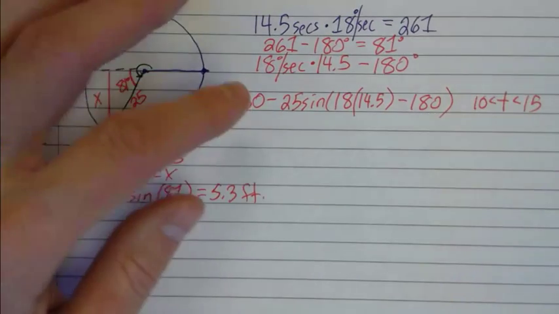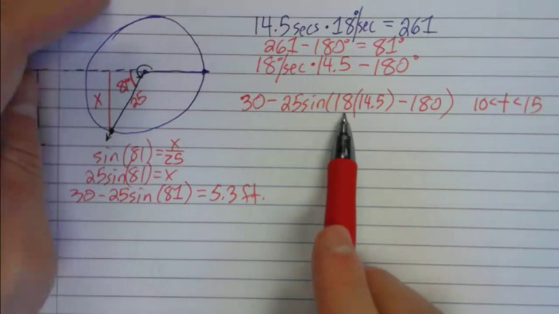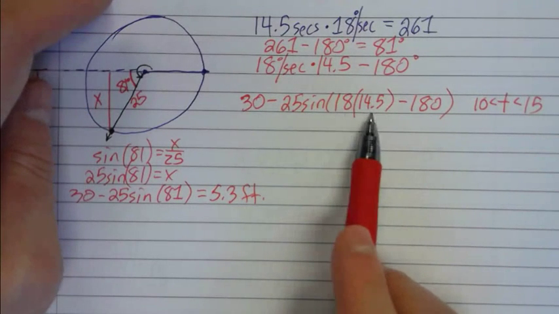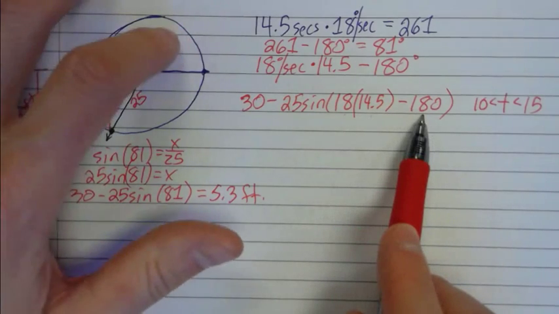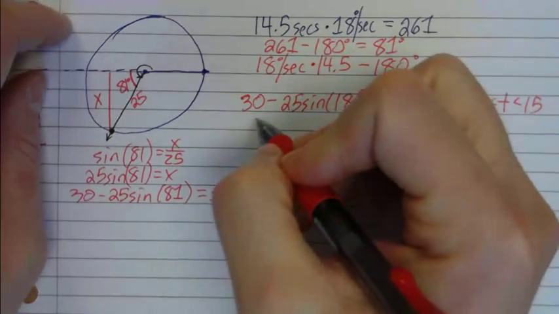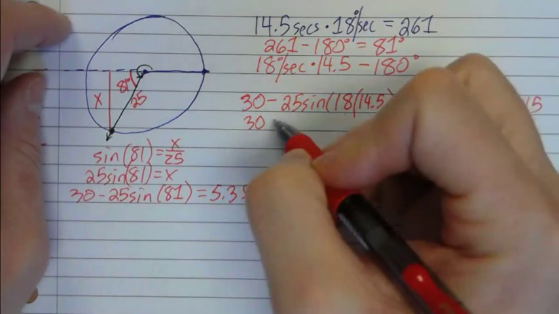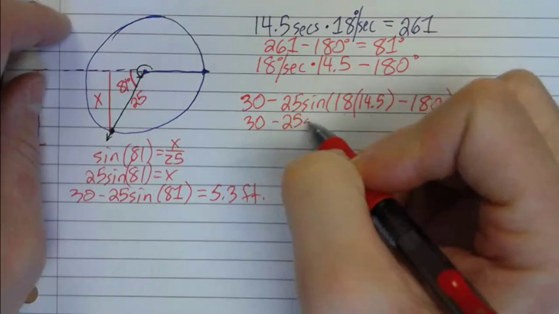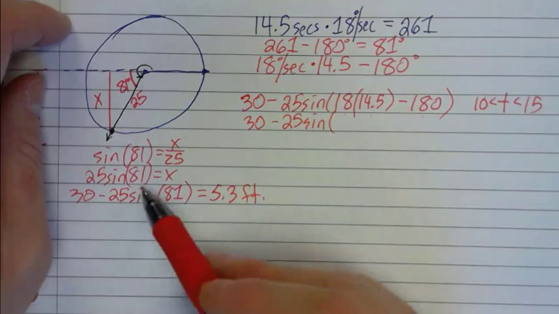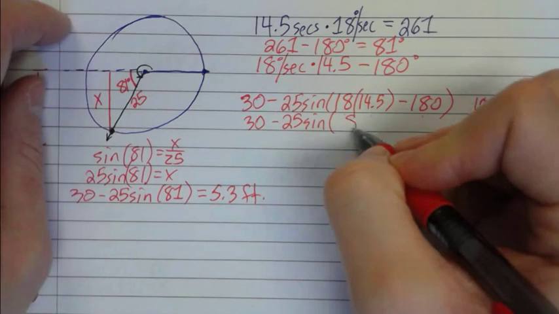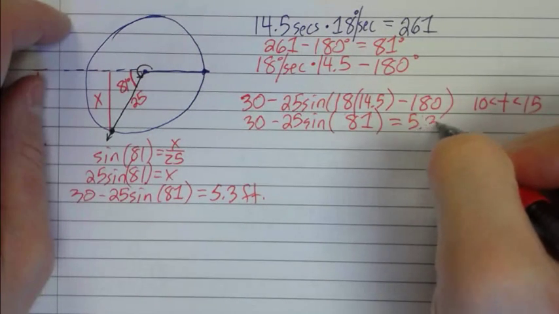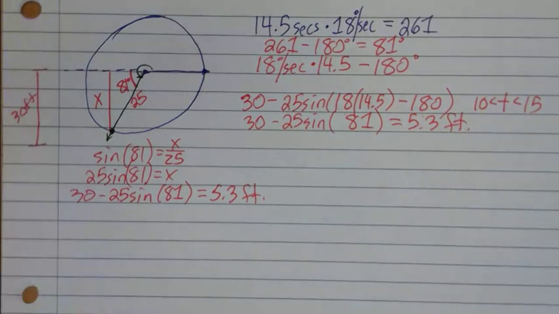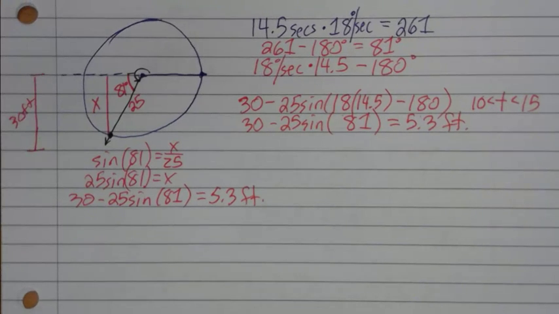Well, that means we just need to do our angle that we're going through, 18 degrees per second times the number of seconds, but just take away half a circle to go back to kind of think about it in terms of our first quadrant. So we would be getting our final answer by just doing 30 minus 25 sine, and this all equals the 81 we just used, and our answer, which we already got, was 5.3 feet. So we have answers from before.